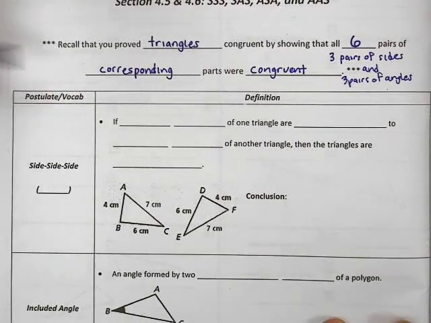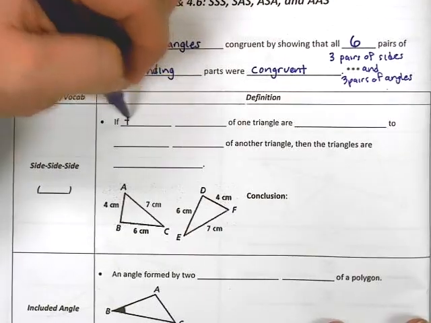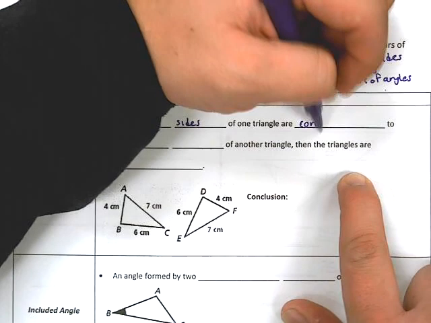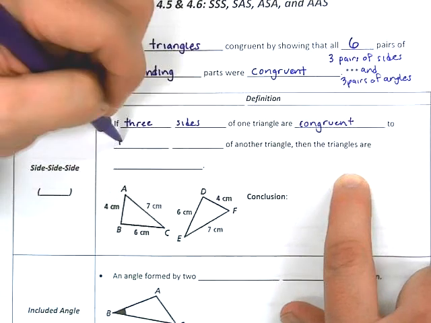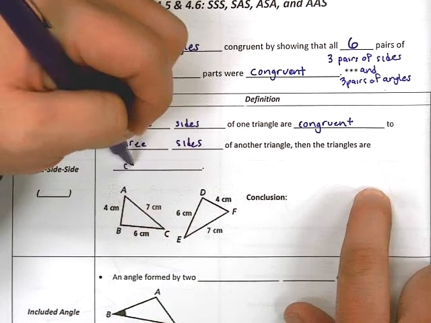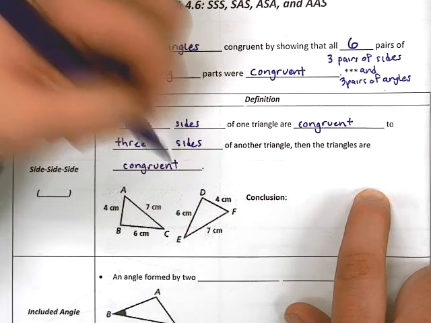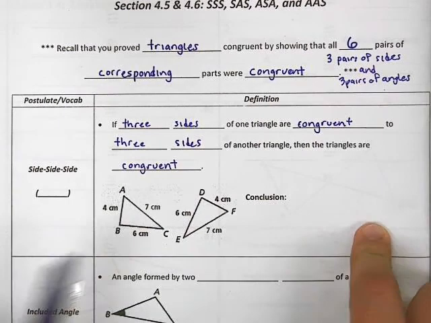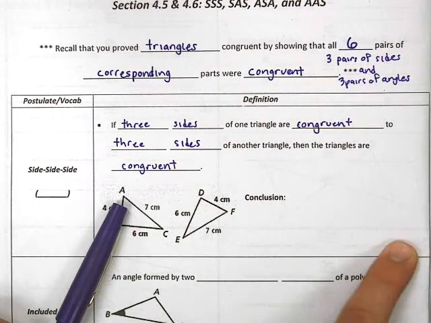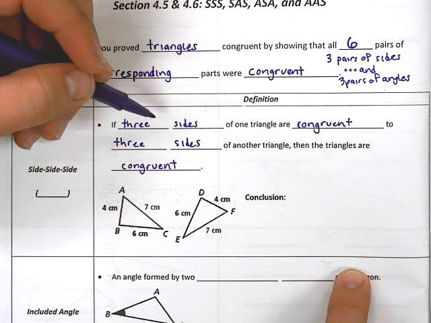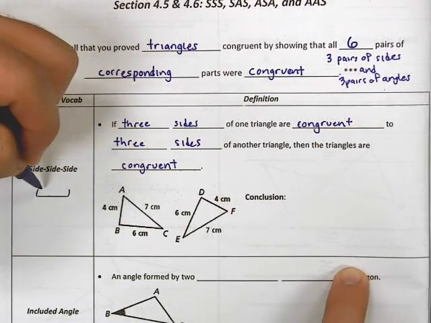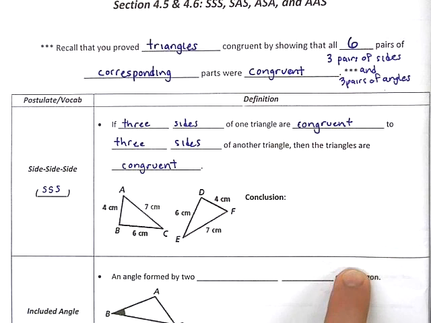where I'm going to say if 3 sides of one triangle are congruent to 3 sides of another triangle, well then the triangles are congruent. So what I'm trying to get at here is there's a shortcut, right? I no longer need 3 pairs of sides and 3 pairs of angles. I now can say that if I see 3 sets of sides congruent, well, then we have congruent triangles. So we call that SSS for side, side, side.